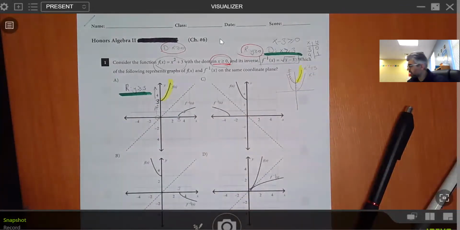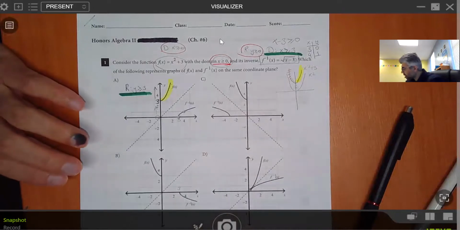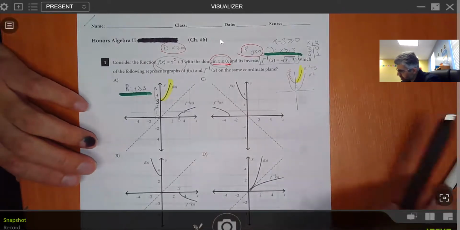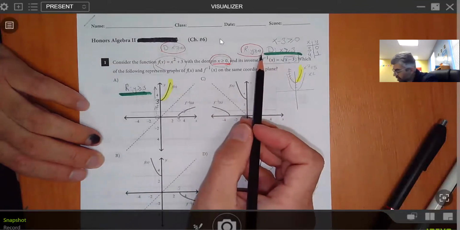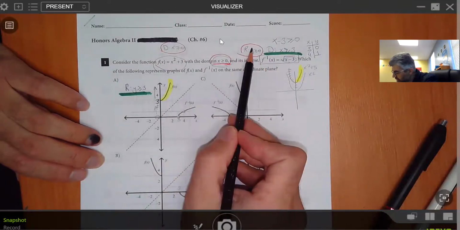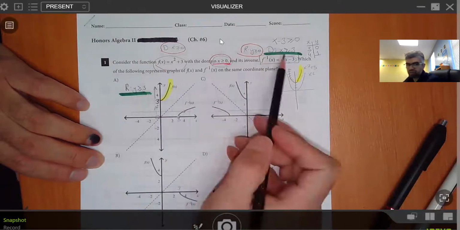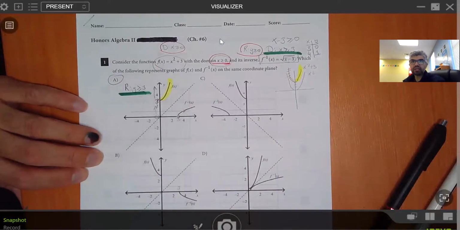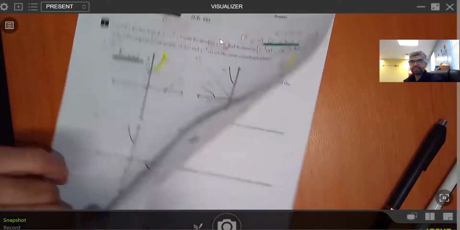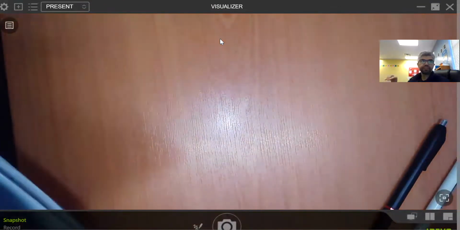We also should be aware of this: the relation between domain and range of a function and its inverse function. So here the answer is A. Is it clear? Thank you. Next question.